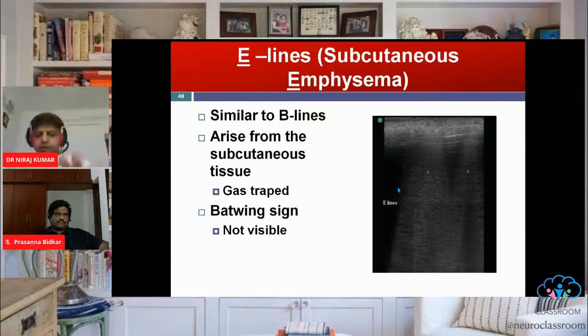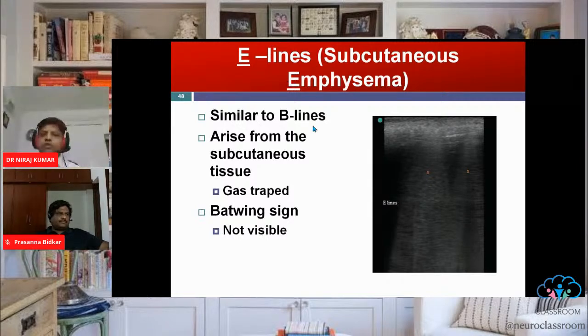So the last part of the pathological lung is subcutaneous emphysema. If there is an air column present within the subcutaneous tissue, you will get E lines. And just for remembrance, E is for emphysema. If you are getting E lines, that denotes subcutaneous emphysema.